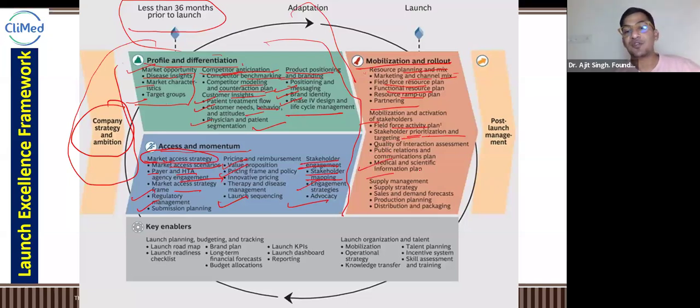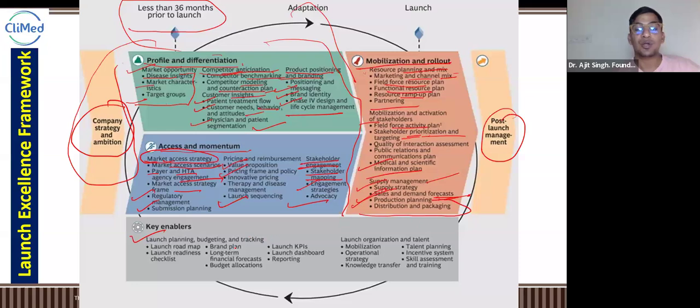Okay, medical and scientific information plan, supply management, like supply strategies, how it will be supplied, sales and demand forecast for the future, then production planning, distribution and packaging. Everything comes under the mobilization and rollout of the drug into the market. Then post-market things, and here key enablers are like launch planning, budgeting and tracking, right? Those everything will be done here, right?